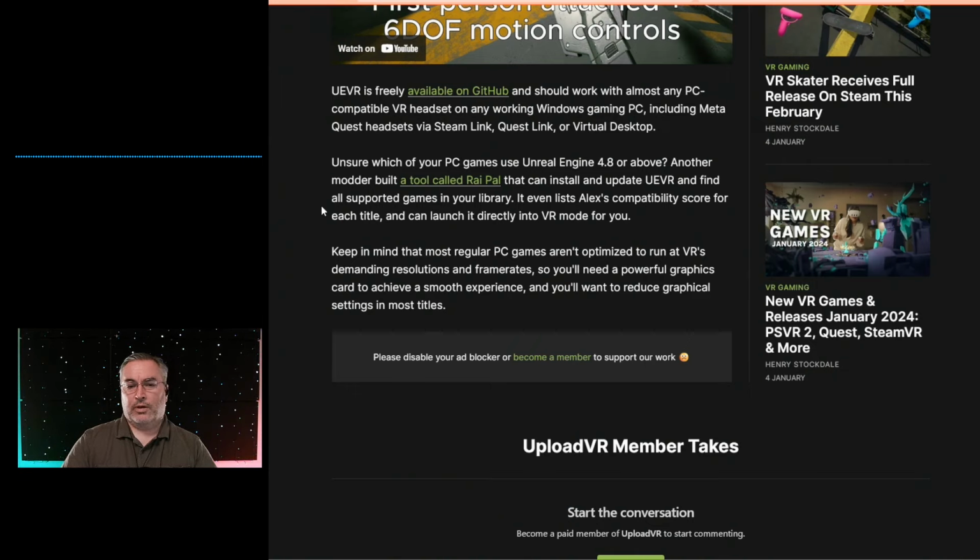So it says, unsure which of the PC games use Unreal Engine 4.8 or above, another modder built the tool called RaiPal, which if you install it, it'll update UEVR and find all of the games in your library. It even lists Alex's compatibility score for each title and can launch it directly into VR mode for you.